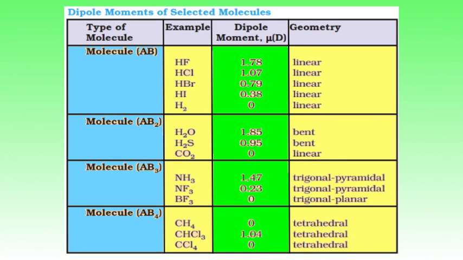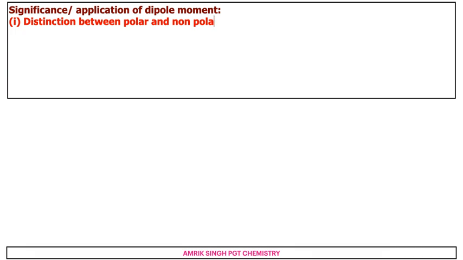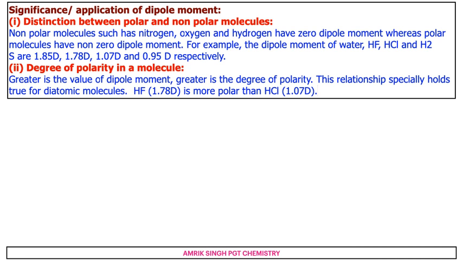There is a table of types of molecules, and the molecules are given with their dipole moments and their shapes. Dipole moment gives an idea about the shape also. You can read this table. Now next is the significance or application of dipole moment. Distinction between polar and non-polar molecules: non-polar molecules such as nitrogen, oxygen and hydrogen have zero dipole moment, whereas polar molecules have non-zero dipole moment.